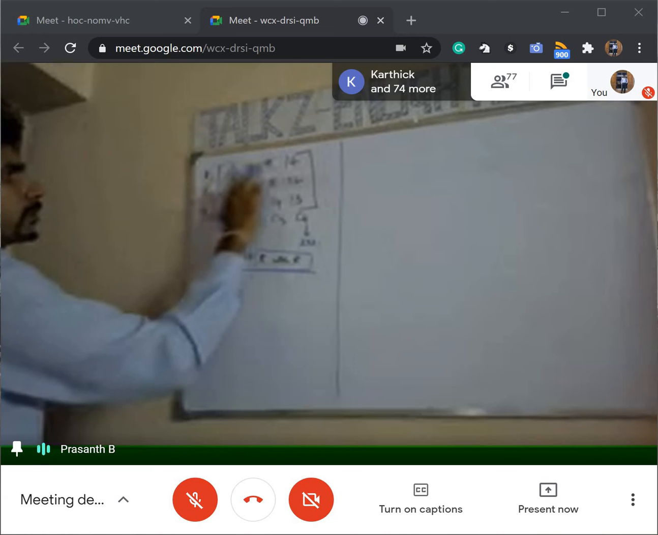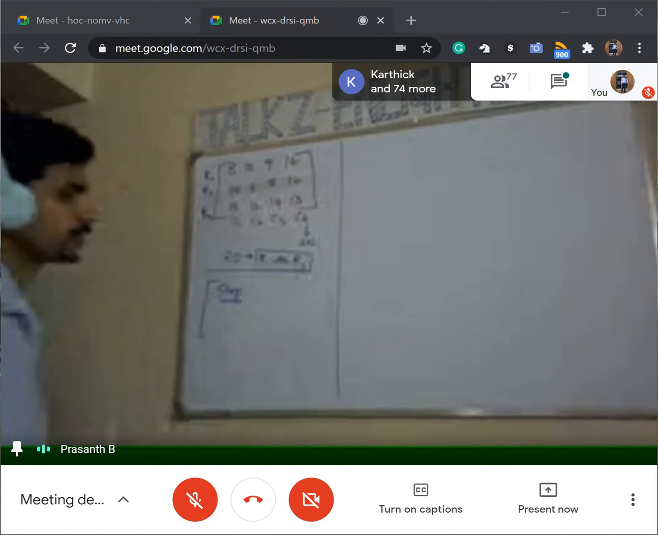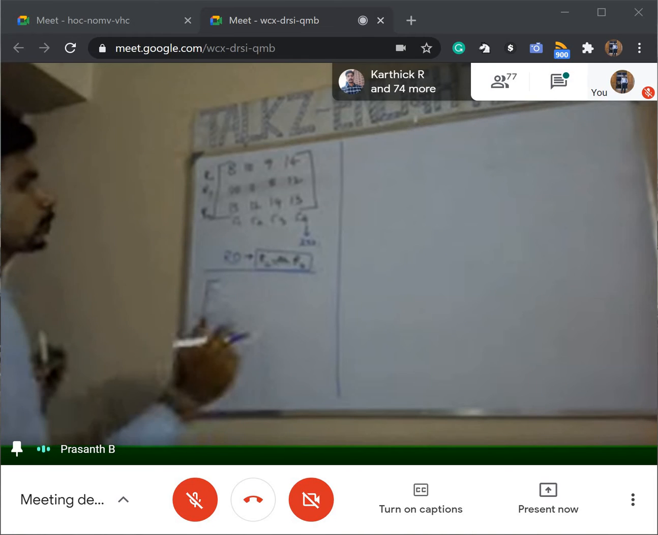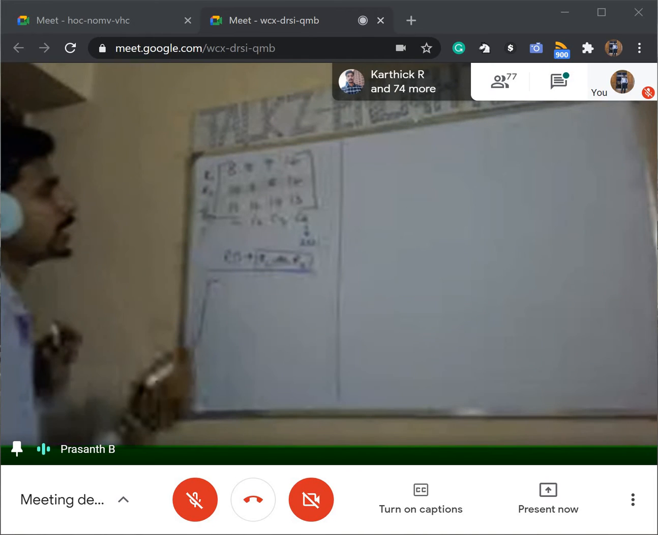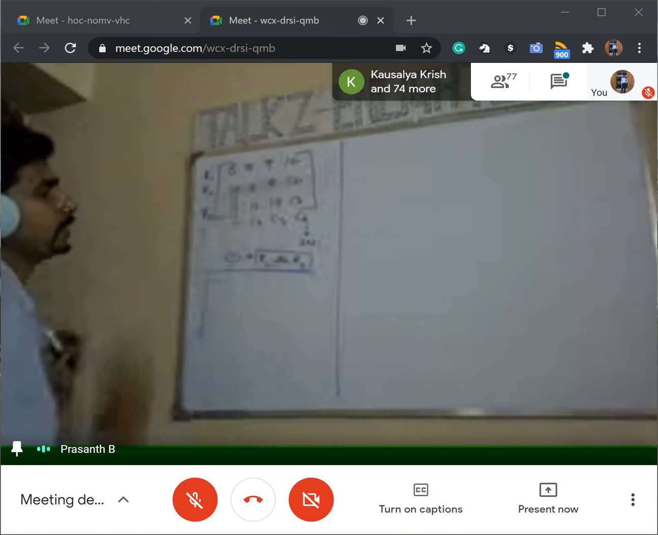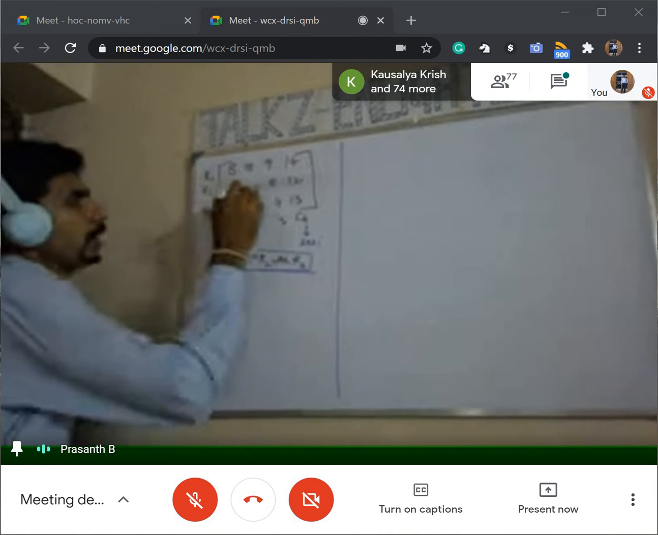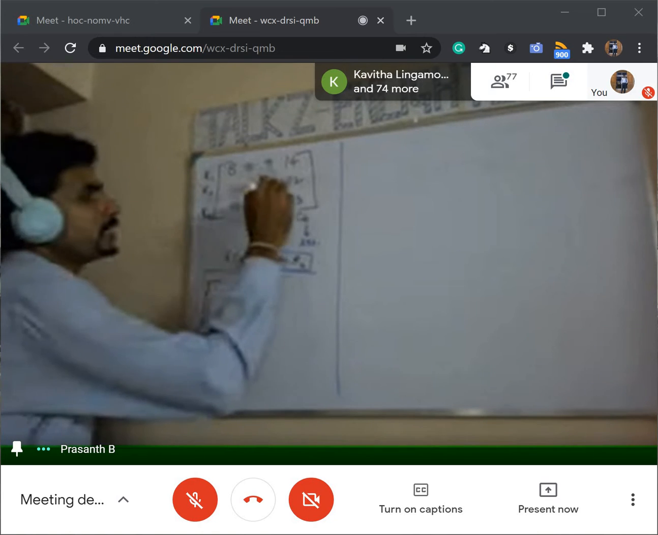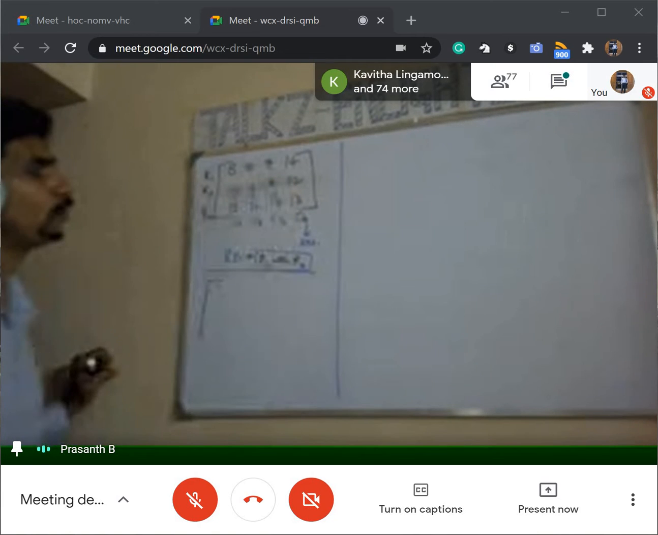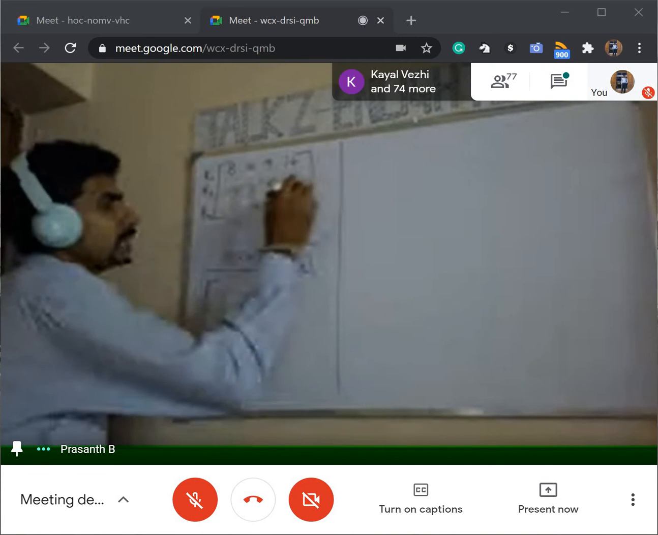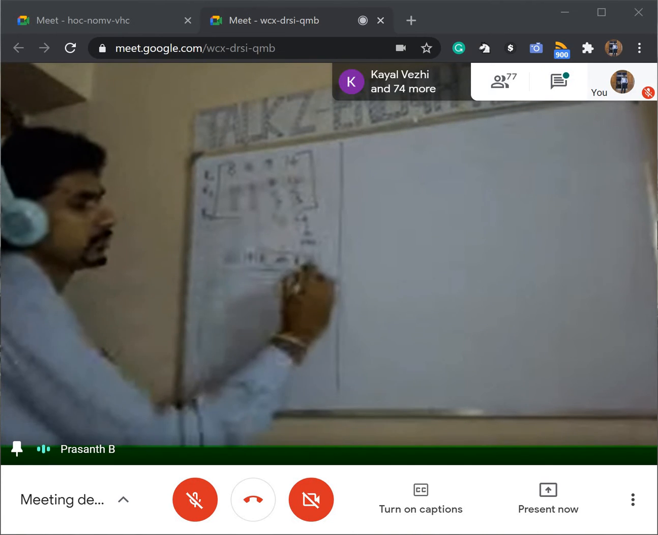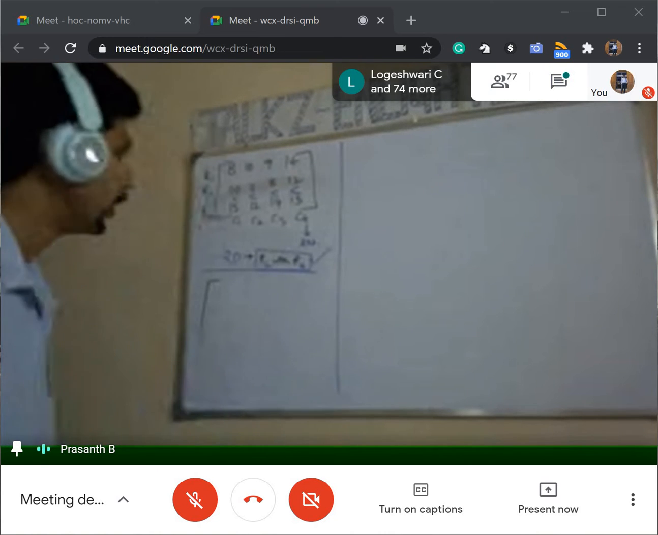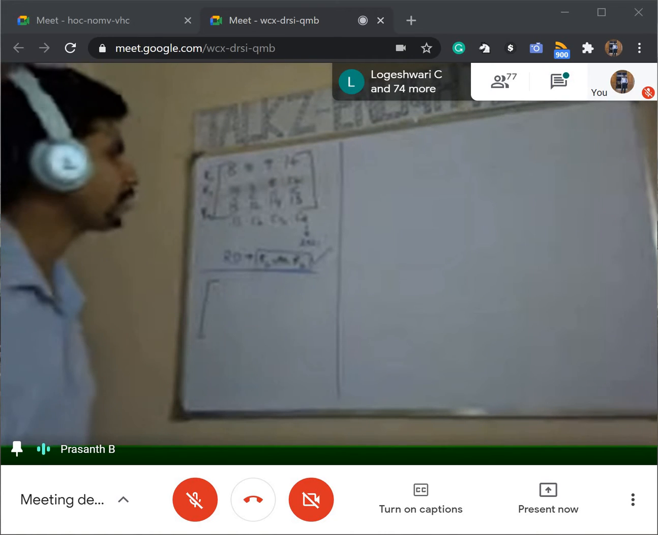So next I compare R2 with R3. 10 is less than 13. 11 is less than 12. 8 is less than 14. 12 is less than 13. So this works. R2 and R3 works.